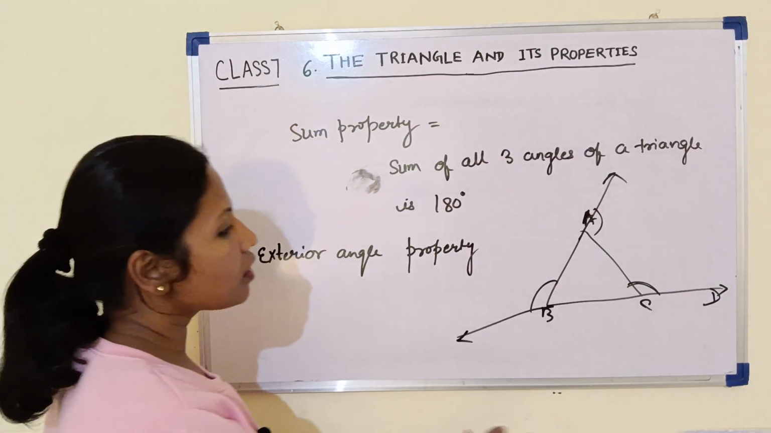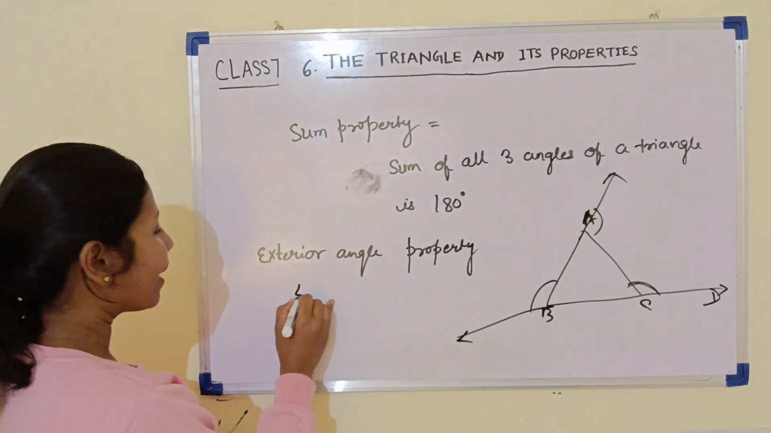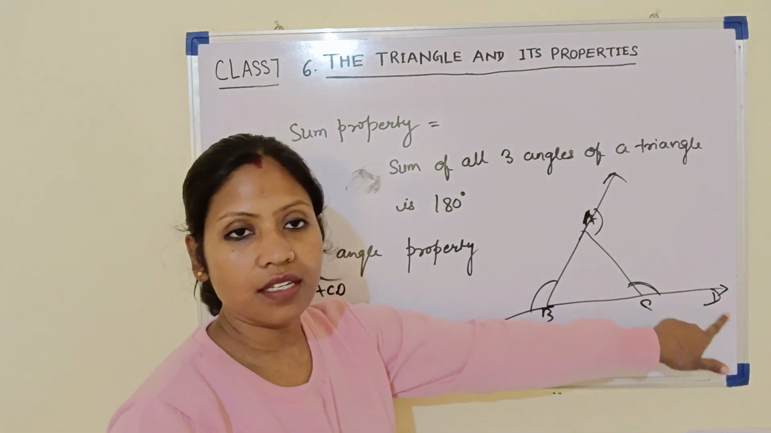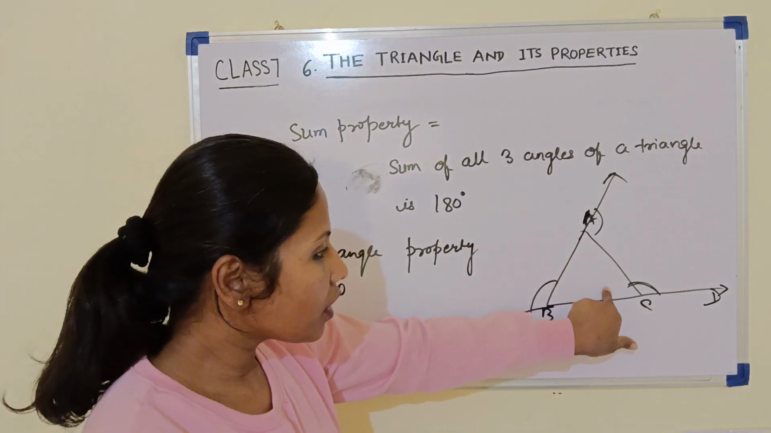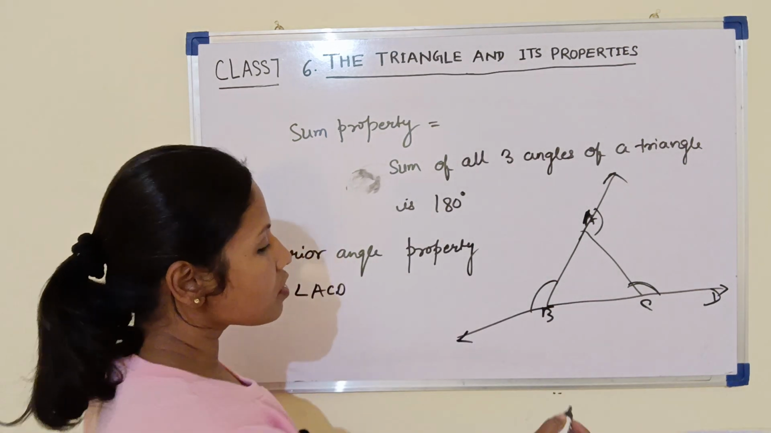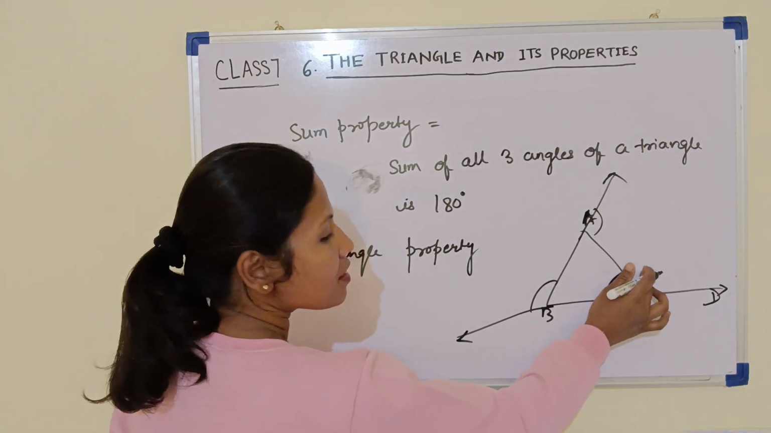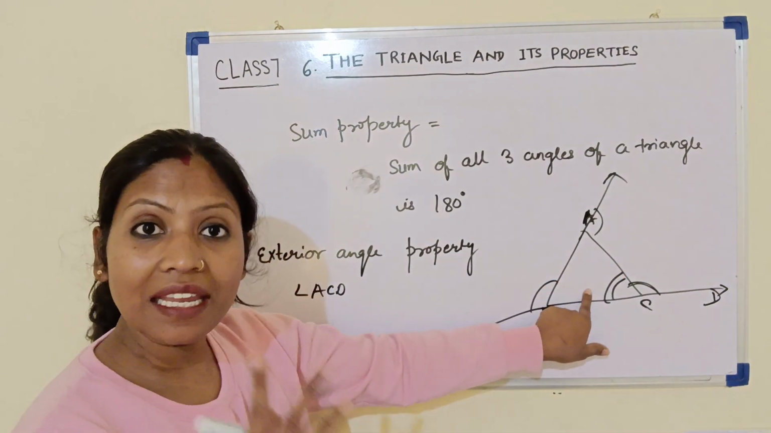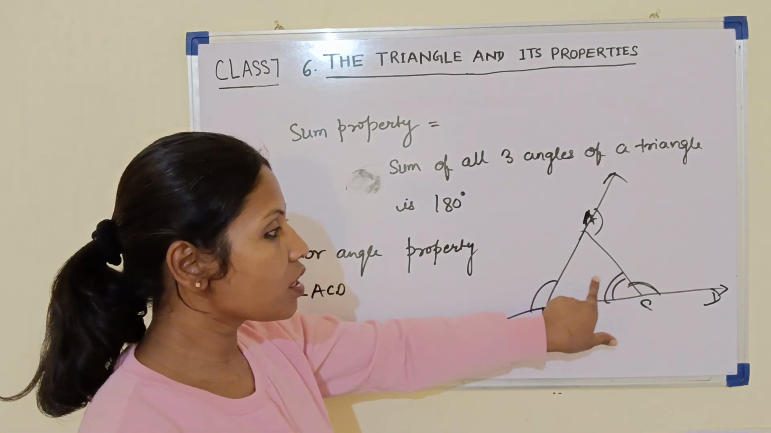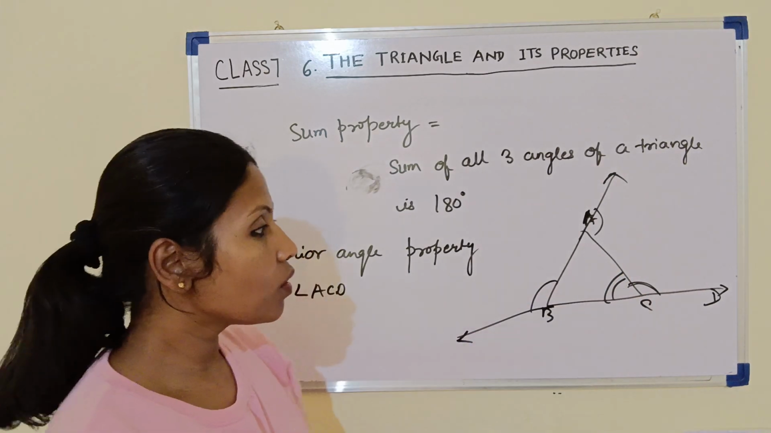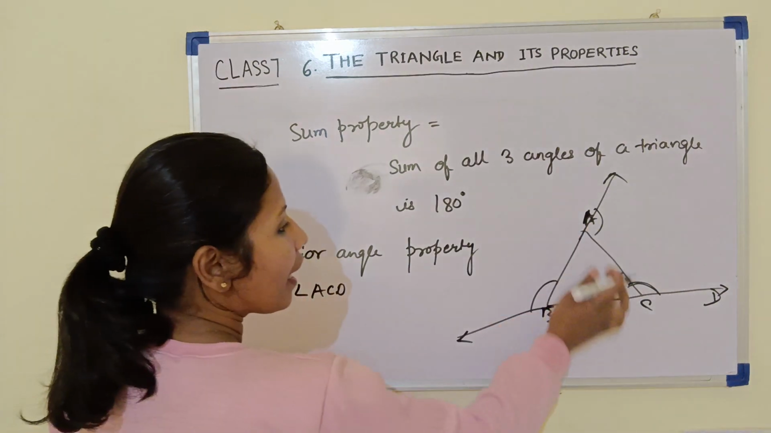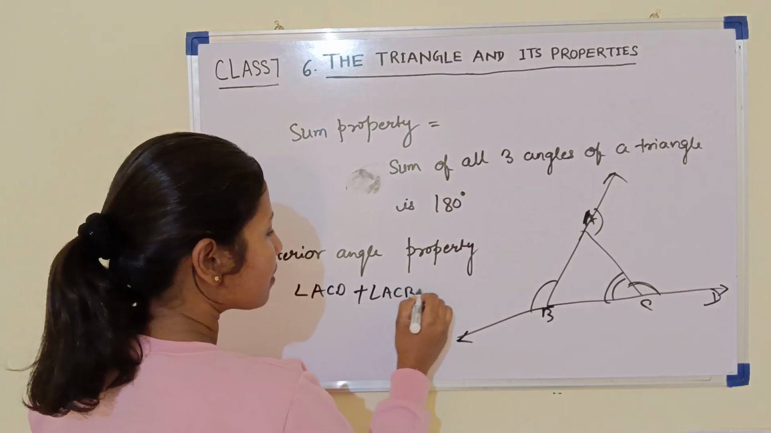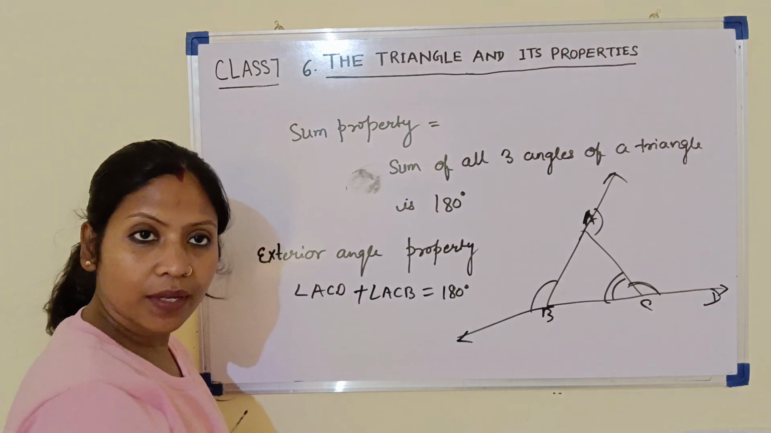So what is the property here that we will learn? Suppose I talk about angle ACD. Angle ACD is an exterior angle for this triangle. So if you see here, this angle and this angle will be 180 degrees. Why? Because this is making a linear pair. ये linear pair बना रहा है, एक दूसरे के supplementary, एकदम straight line है. So angle ACD plus angle ACB will be 180 degrees because these are a linear pair.